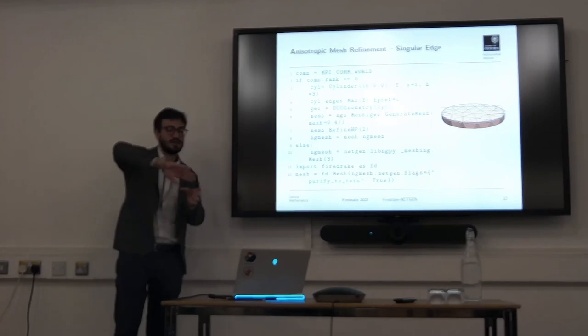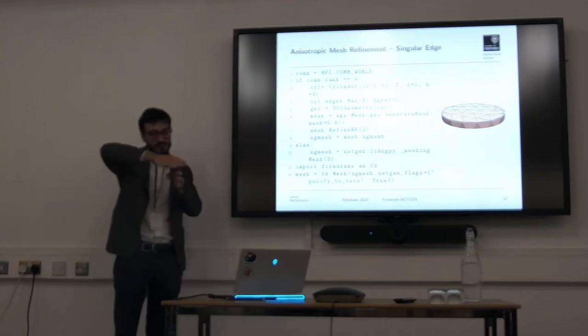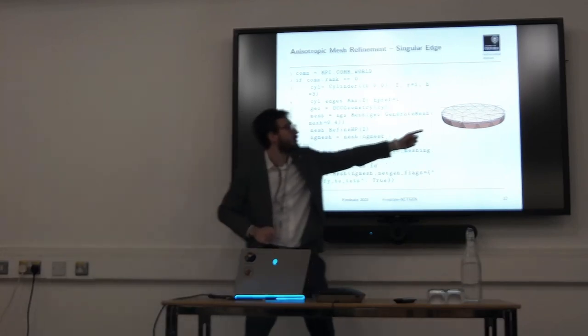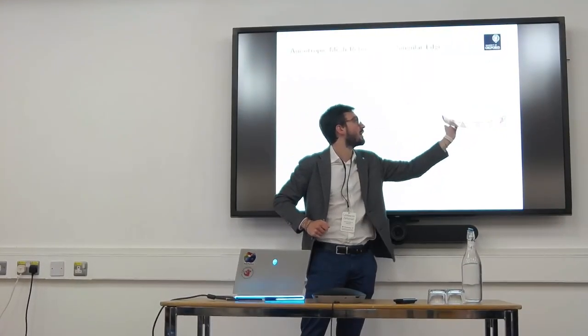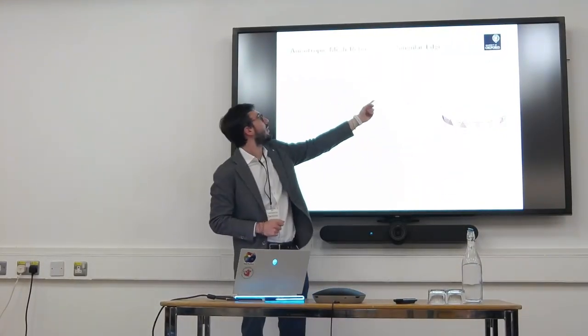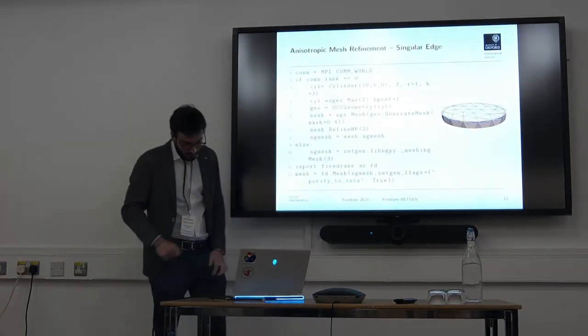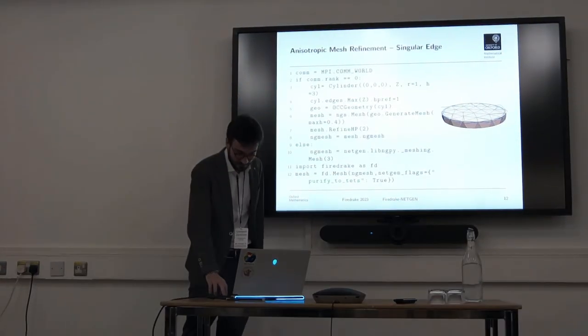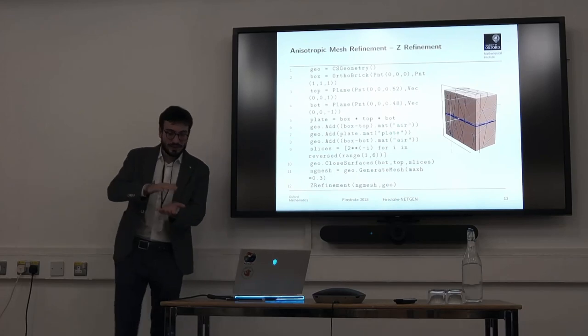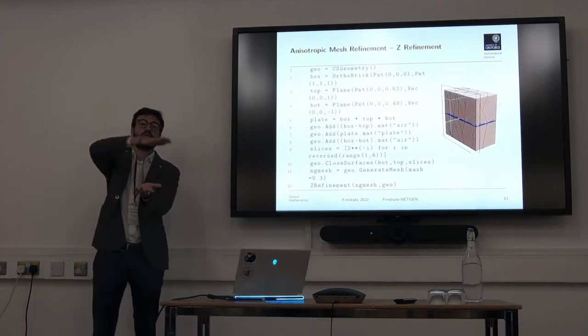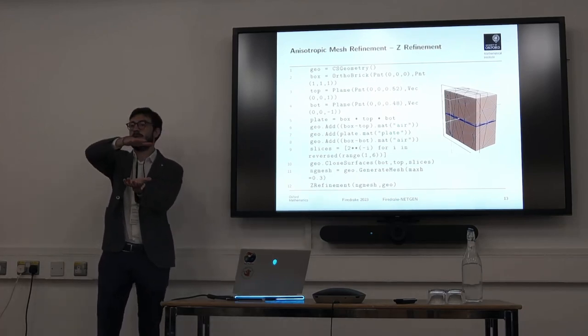Same concept with the singular edges. Now I'm constructing a cylinder and I want this edge to be refined because I might have some singularity there. I mark it with the HP refinement. I use the HP refinement mesh. And purify to tets.